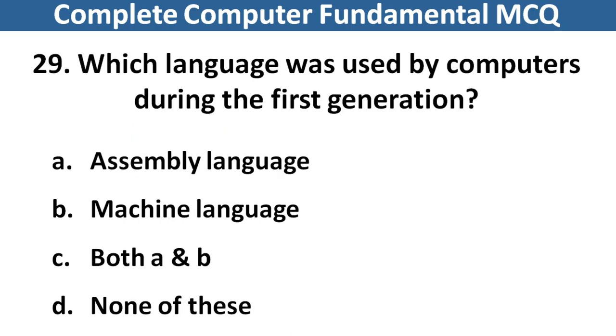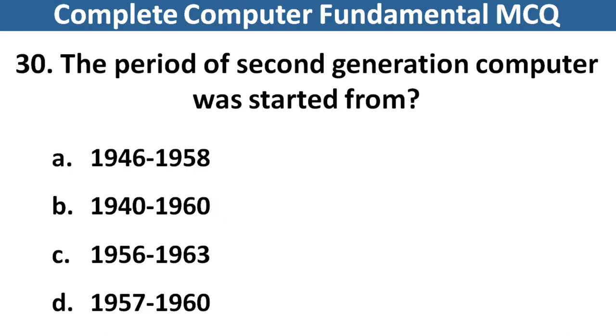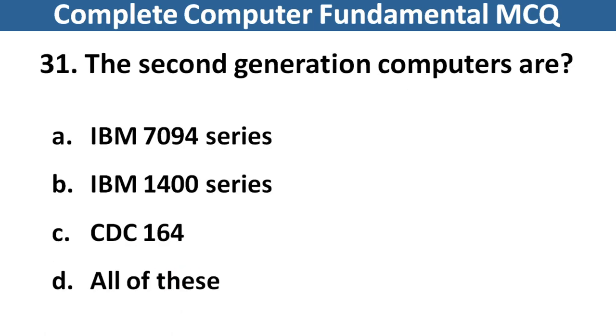Next question. Which language was used by computer during the first generation? Right answer is options B, machine language. Next question. The periods of second generation's computer was started from. Right answer is option C, 1956 to 1963. Next question. The second generation's computers are. Right answer is options D, all of these.